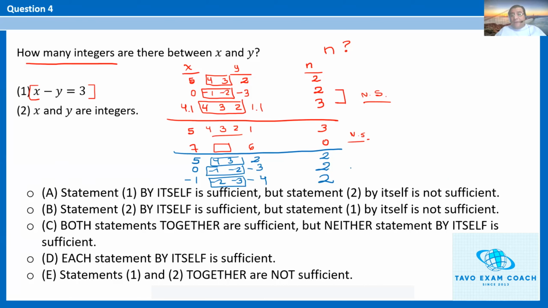So now we have a unique answer to the question, which is 2, and the two statements together are therefore sufficient. What is the option that corresponds to this analysis? Take a look at option C. Both statements together are sufficient, but neither statement by itself is sufficient. It is exactly what we verified here. So that's it.